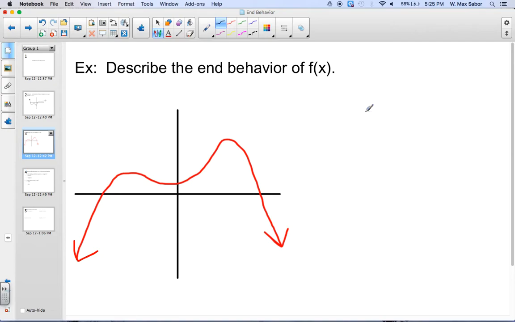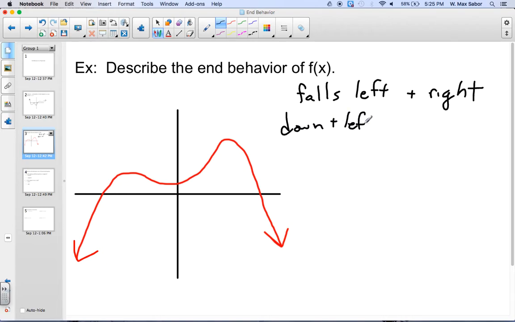So how would we describe the end behavior of this function? There are a number of ways that we can describe it. One way is to use the word rise or fall. So this falls left and right. Another way is to say that it's down and left and down and right.